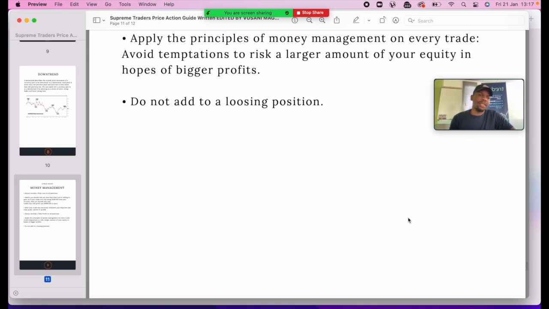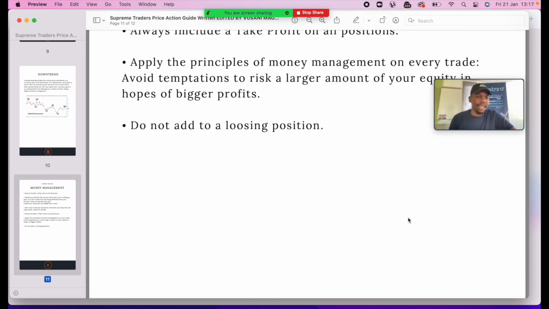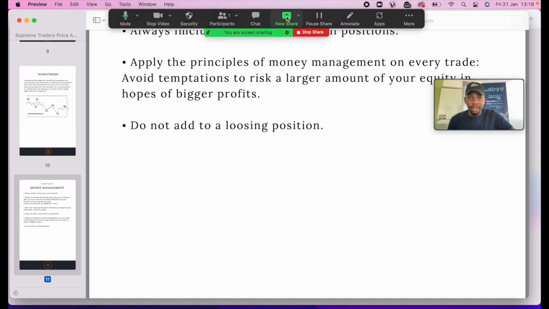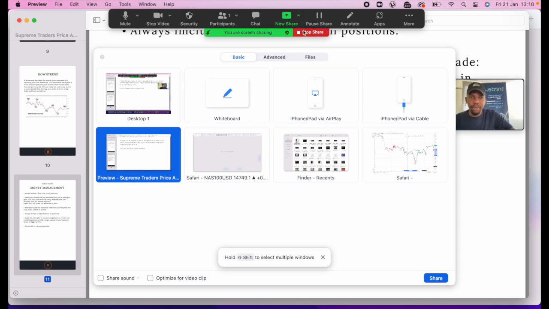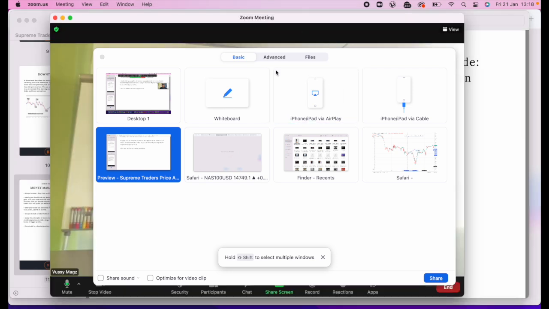You need to apply these rules on every trade. Every trade. There's no trade that should ever be without a stop loss. Stop loss is the number one thing. And the number two rule is do not add to a losing position. If your trades are losing, don't add more. Just accept what's going on, because there's nothing else you can do.